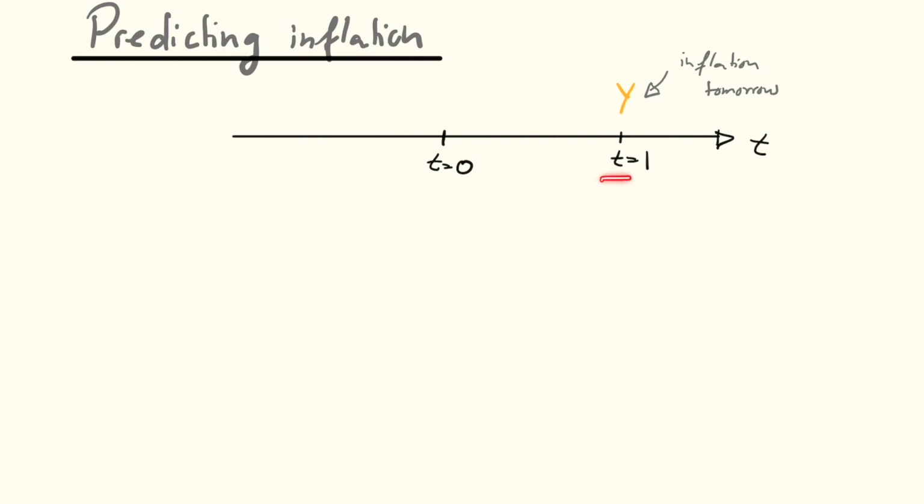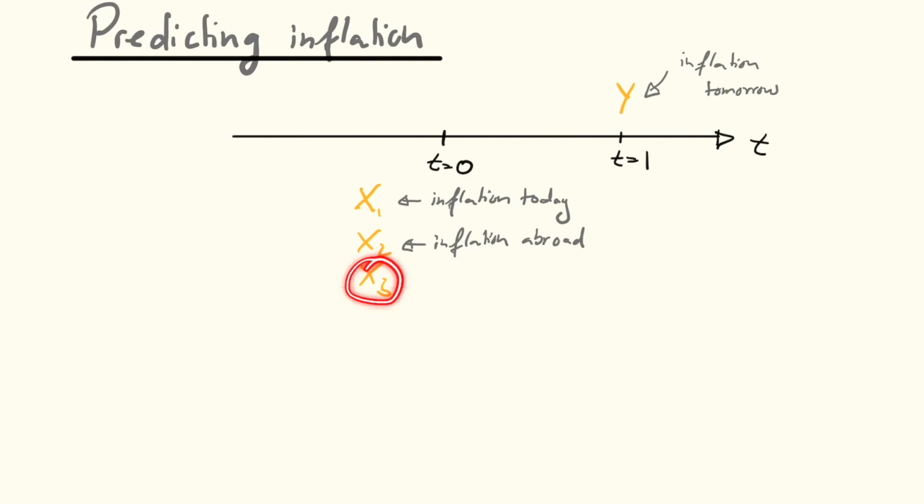While we cannot observe tomorrow, we can observe the economy today. Let's suppose that we are observing three indicators, x1, x2, and x3. x1 may be inflation today. So this is domestic inflation. Let's define x2 to be inflation abroad. And for x3, let's choose a monetary policy tool. For example, let's go with the interest rate set by the central bank. In the US, this is called the federal funds rate.